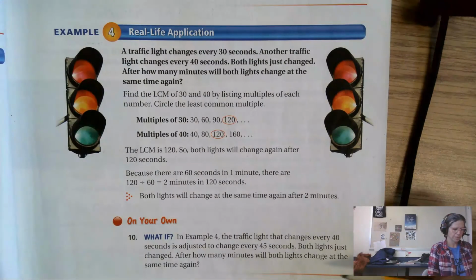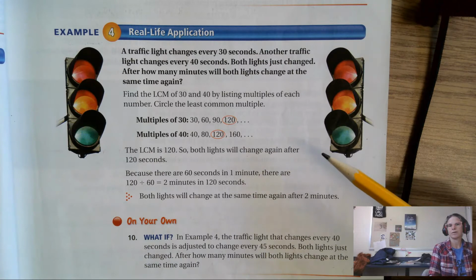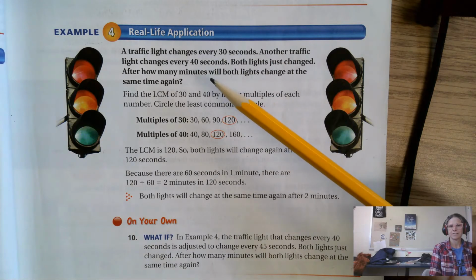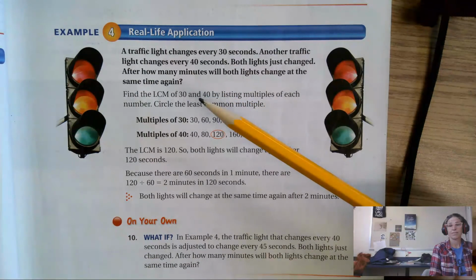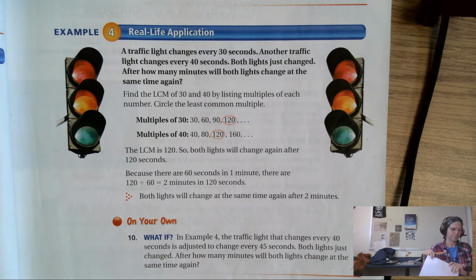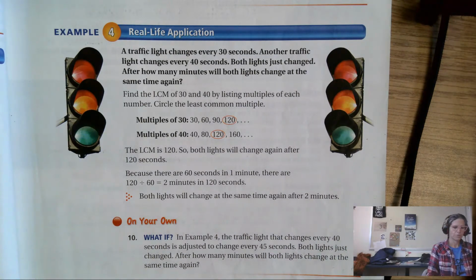We are going to look at the on-your-own number 10 on the bottom of page 39. So what if, in this example, the traffic light that changes every 40 seconds is changed to every 45 seconds? Then how long do you have to wait until they are changing at the same time? So go ahead and pause the video. Use lists or use prime factorization. Either way, you're going to get the same number.